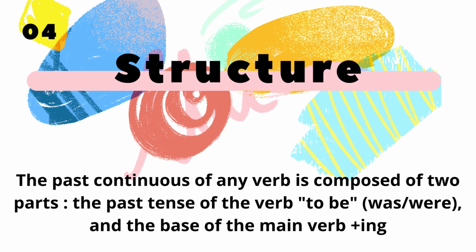Before we continue, remember that was is used with the pronouns I was, he was, she was, it was. Where, we were, you were, and they were. That is very important to remember because that is the correct use of this auxiliary. It depends on the pronoun or the subject.